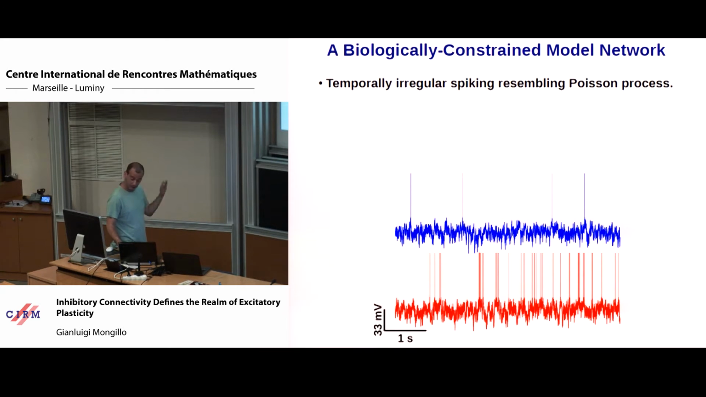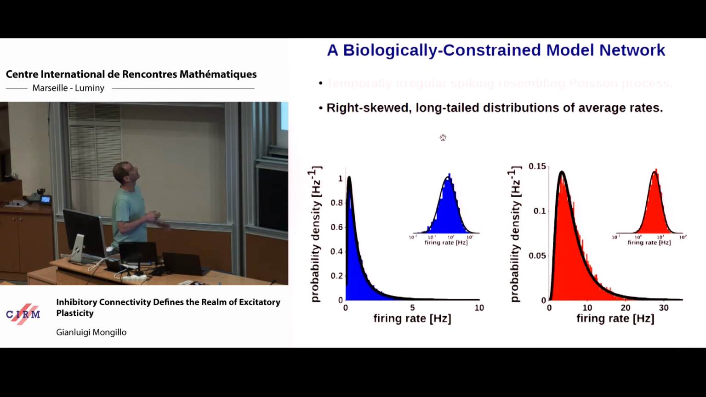And also because of this random connectivity that I told you about, what happens is that you have a very broad distribution of firing rates in the network. They are essentially very well fitted by a log normal distribution. This would be the black lines. Here you can see in the log scale, so they look pretty Gaussian. And this again is a characteristic of activity in the cortex, so this right skewed long tail distribution.